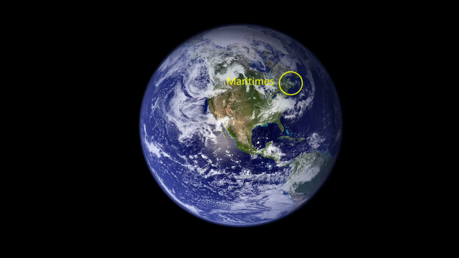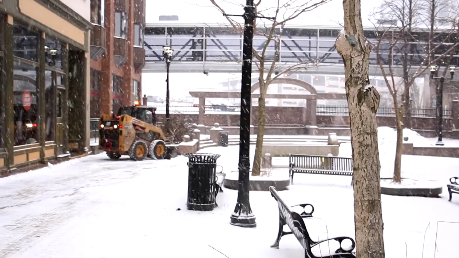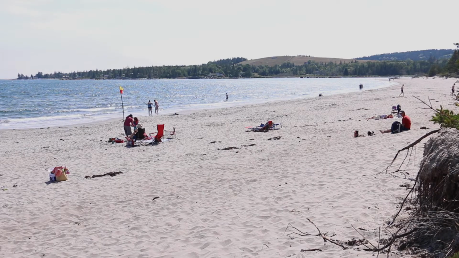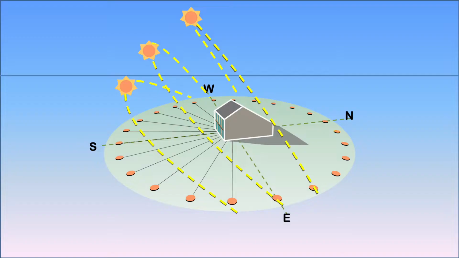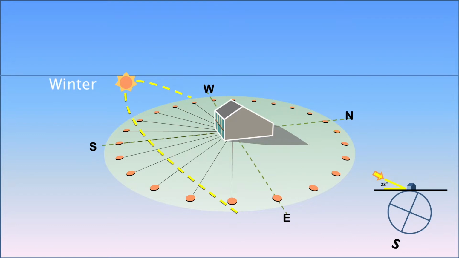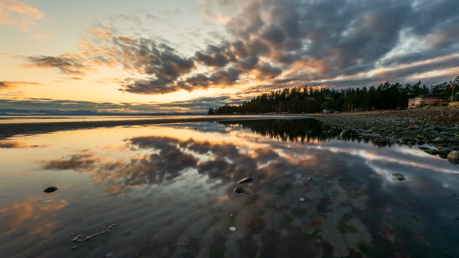Here in the Maritimes, we are situated about 45 degrees north latitude, which is halfway between the equator and the North Pole. Unlike the tropics, our seasonal climates are much more variable. In the Maritimes, the sun rises and sets at very different times and places, depending on the time of year. In this diagram, you can see the arc of the sun in the winter, with it rising late in the morning, staying low in the sky, and setting early in the afternoon. This gives us a short day with a few hours of daylight.